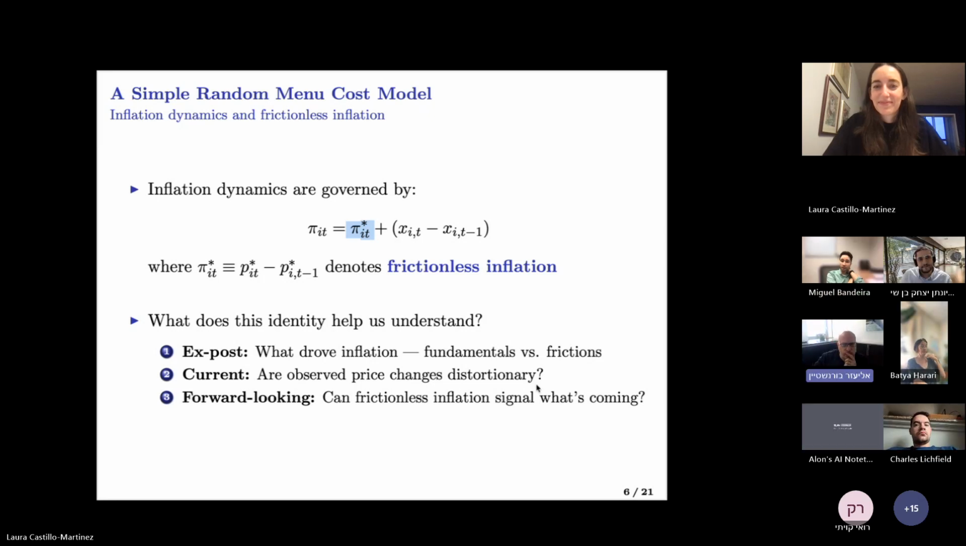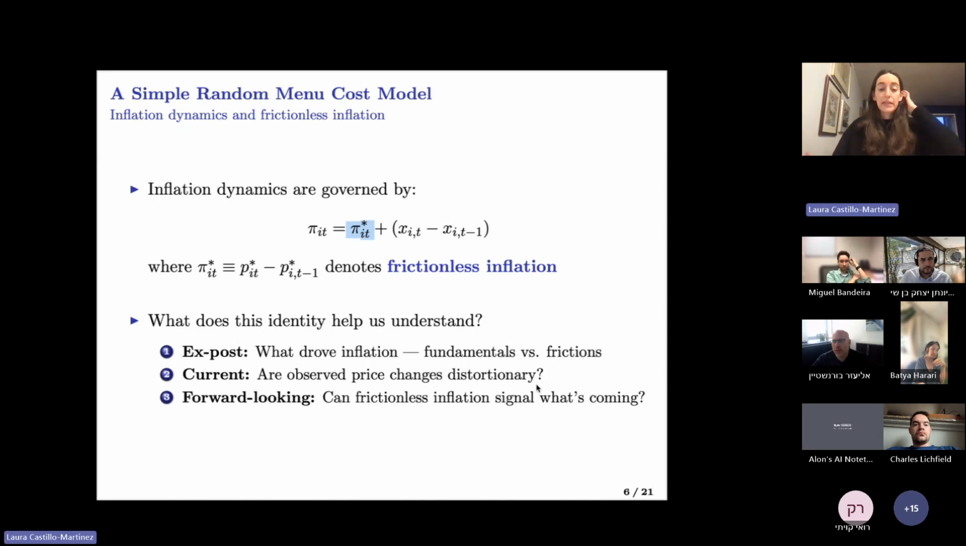Yeah, just a small question to avoid confusion. In standard models, like the New Keynesian model, wouldn't the frictionless inflation be zero? I mean, exactly.